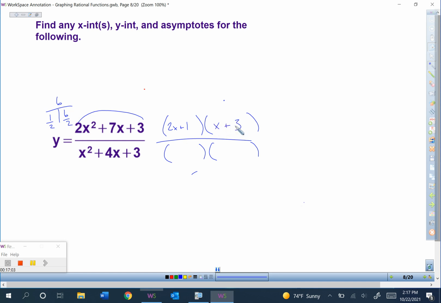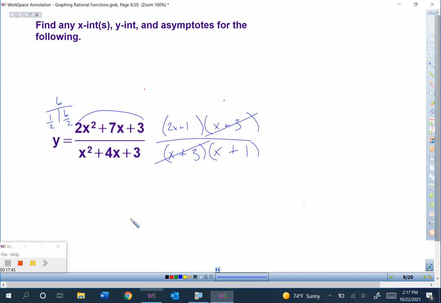Always check yourself, because we do a lot of switching signs here. We kept this 1/2 because it built on the factored form. You don't switch the sign until you go to solve things, so that's coming later. But you can check yourself just by foiling back. 2x times x gets us that. Outside is 6, inside is 1, that gets us our 7x, and last times last is our 3, so we're good to go there. On the bottom, we just have x squared, so we're starting with x times x, and then factors of 3 are only 3 and 1, both positive since it was a positive 3 and a positive 4 in the middle.